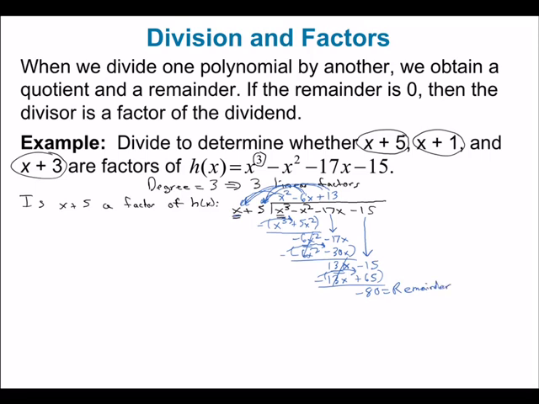Well, my remainder is not equal to 0. So the remainder is not equal to 0. That implies my divisor, x plus 5, is not a factor of this polynomial function h of x. So we know it has 3, but this is not one of them. So as far as x plus 5 goes, no, not a factor. Alright, so now we're going to look at x plus 1. We'll do that in our next video.